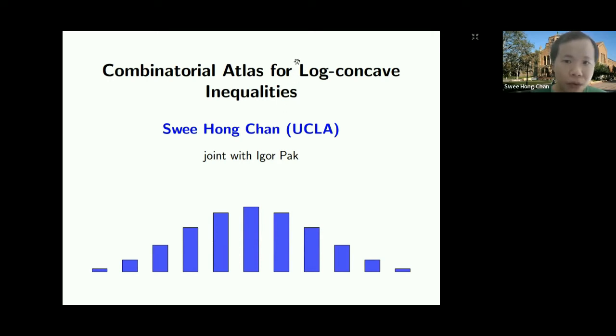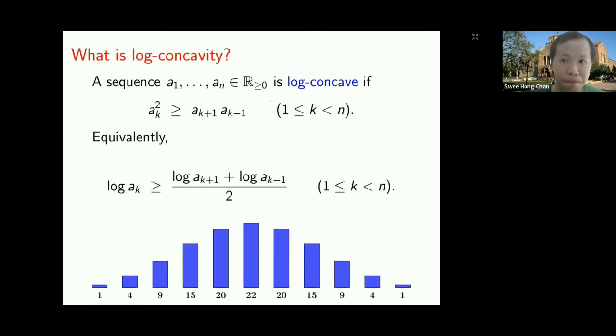And the main character for today's talk is the log-concave inequalities. And here is how it's defined. So let's say that we have a sequence A1, A2, A3 up to AN. And let's just say that all of these numbers are positive real numbers, just to make things simpler. And we say that this sequence is log-concave if for any k between 1 and n minus 1, the square of the kth number is greater or equal to the product of the k plus 1 number and k minus 1 number.